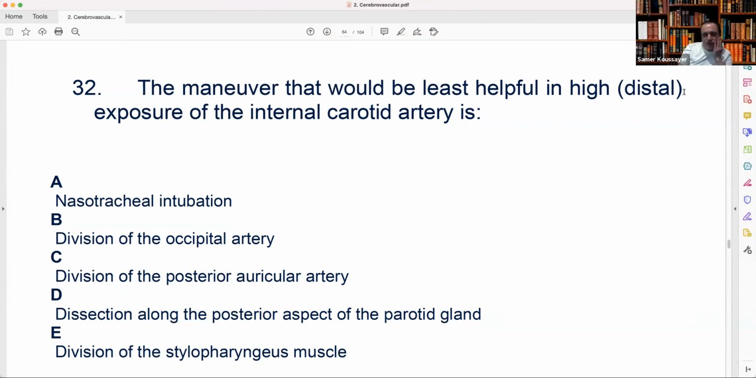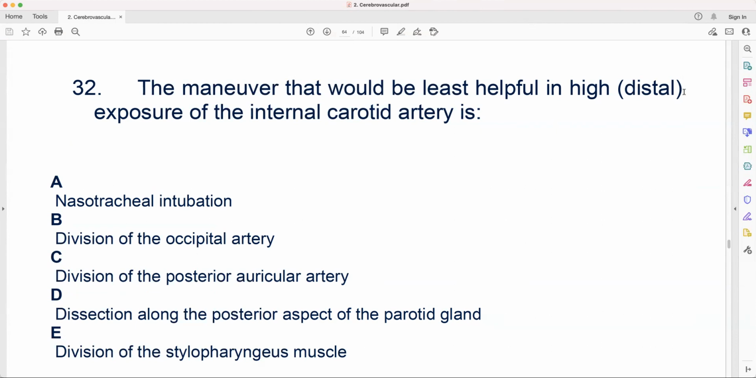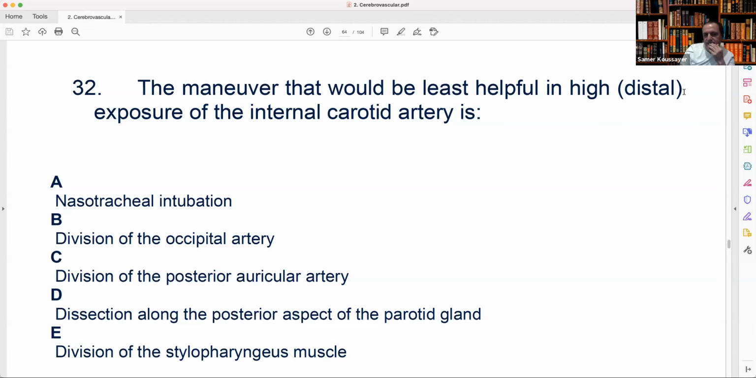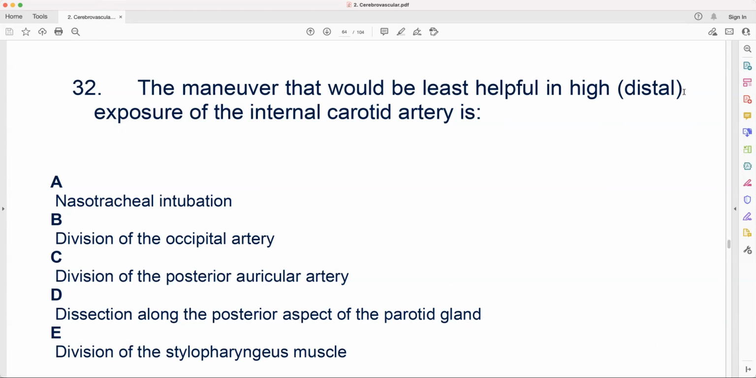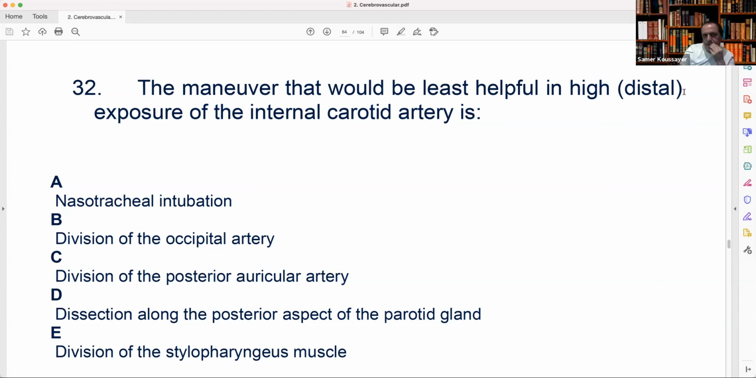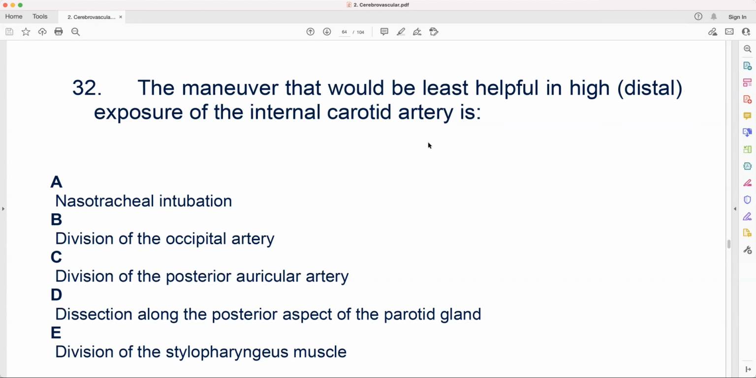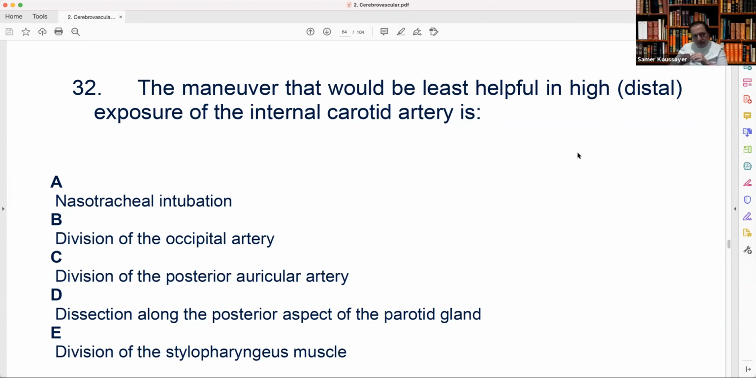A couple of maneuvers you do, give me one or two maneuvers you do if you have a high bifurcation. Cutting off the posterior digastric belly muscle. Yeah, very common. Correct. And nasotracheal intubation, because it gives you more maxillary space. Yeah, if you want mandibular subluxation, okay, let's go through three of them and tell me what you think.